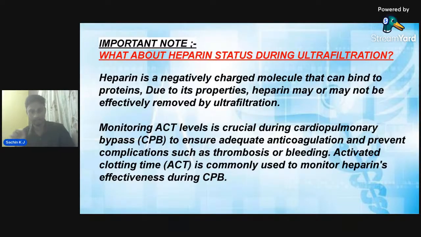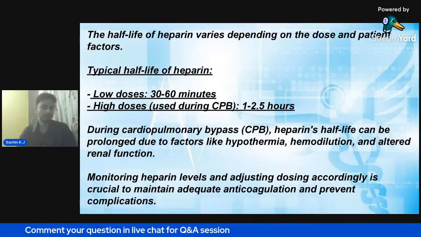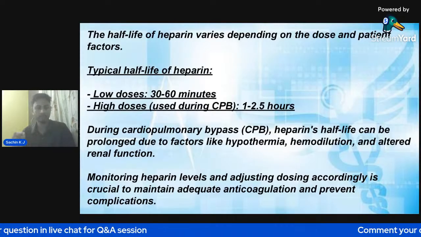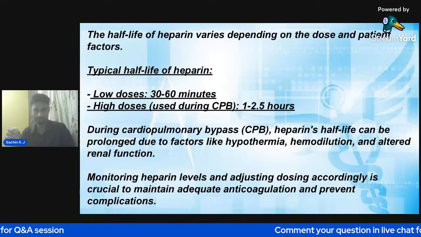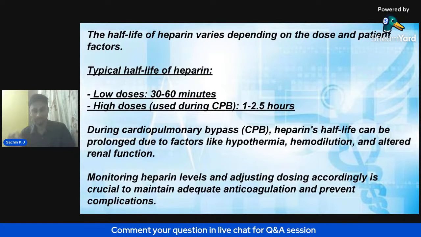Monitoring ACT level is crucial during cardiopulmonary bypass, CPB, to ensure adequate anticoagulation and prevent complications such as thrombosis or bleeding. Activated clotting time, ACT, is commonly used to monitor heparin effectiveness during CPB. Next, according to the half-life topic, the half-life of heparin at low doses is 30 to 60 minutes.